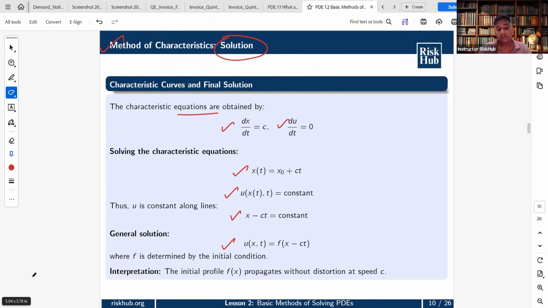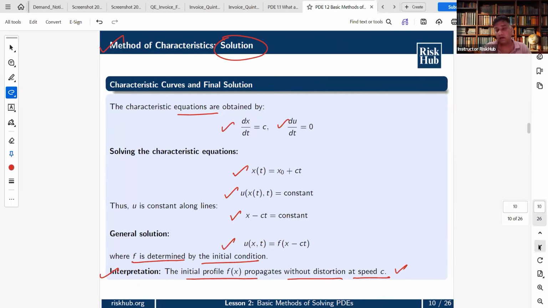In finance language, the initial curve could be the yield curve, forward curve, or exposure profile. The method tells us how the curve shifts through time under a transport equation. Okay. Then f is determined by the initial condition. Interpretation: the initial profile f(x) propagates without distortion with speed c.